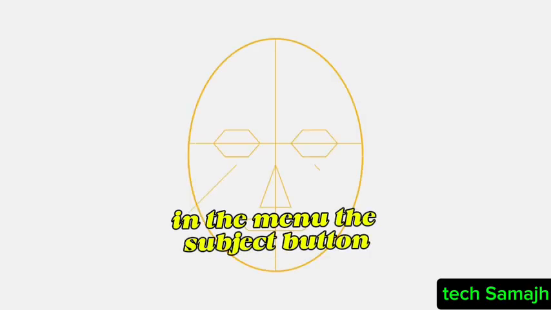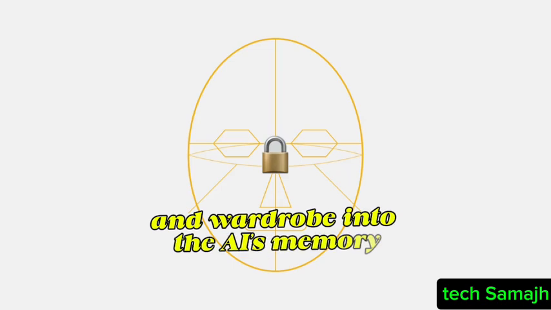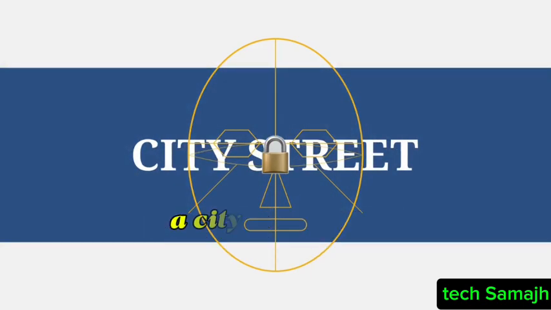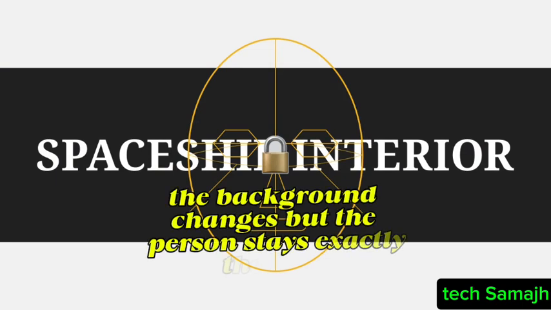The subject button locks the geometry of your character's face and wardrobe into the AI's memory. Because it remembers these details, you can place your actor in a school, a city street, or a spaceship. The background changes, but the person stays exactly the same.